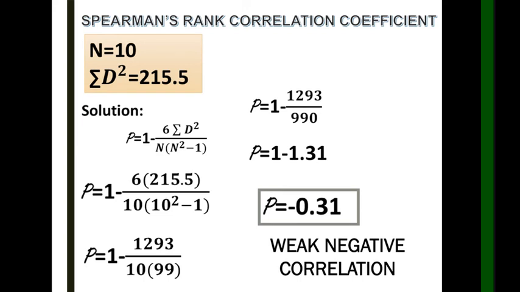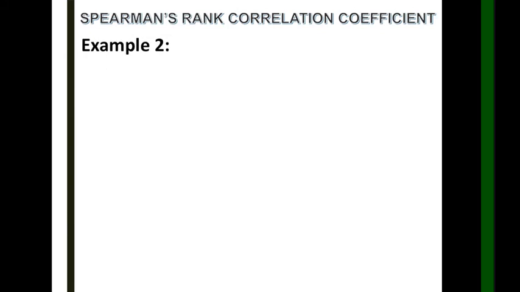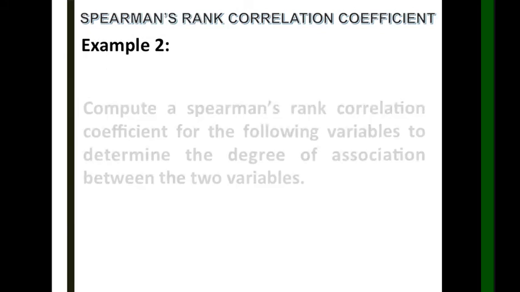It is negative because our answer for the rho is negative 0.31. You may go back to the interpretation in this video so that you can determine if my interpretation, which is weak negative correlation, is correct. Now, let's proceed to another example, which is number 2.